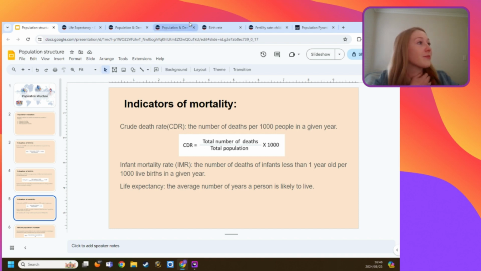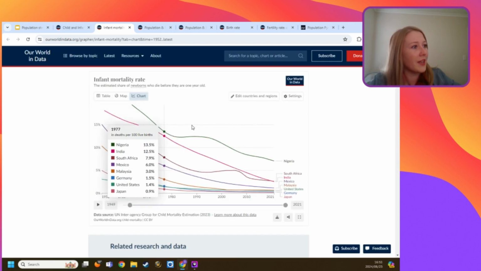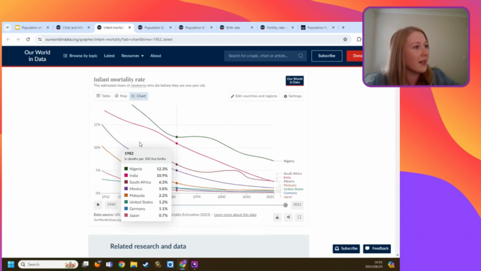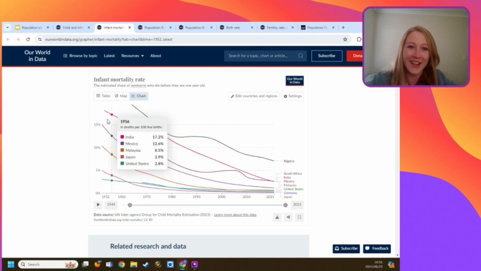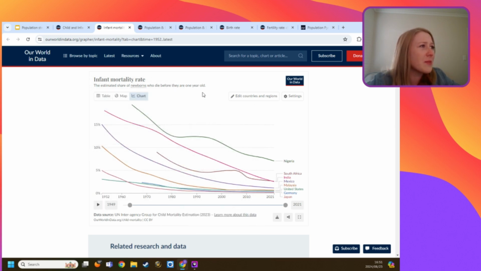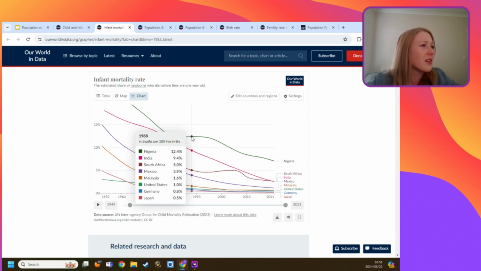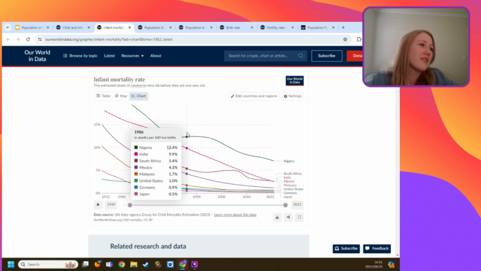Okay, then what was the other one we were going to look at? Infant mortality rate. Yes. And again, across the board, infant mortality seems to be decreasing. That is good. It means that when the kids are born, they stay alive. Oh wait, but this is a percentage. Is it? Yes. Oh, okay.